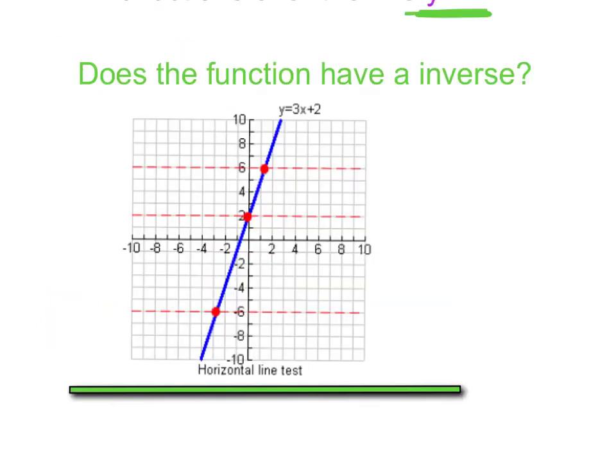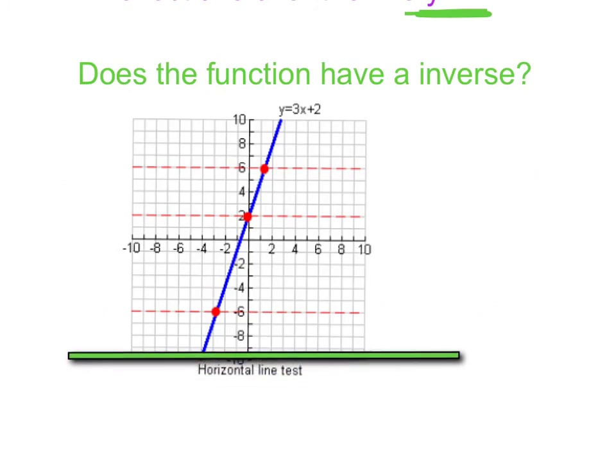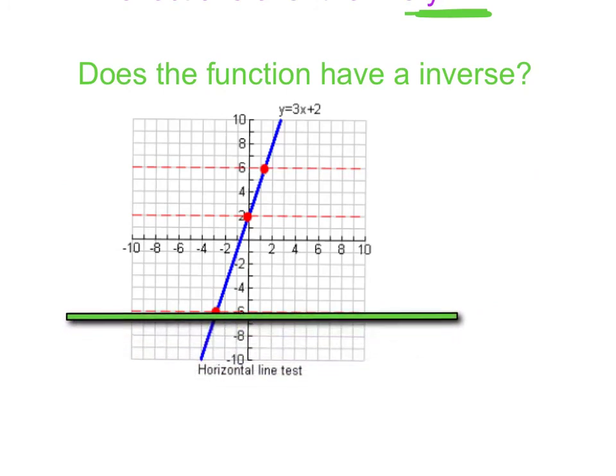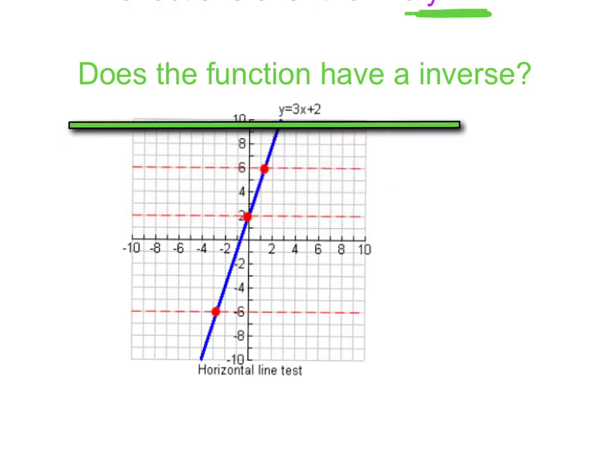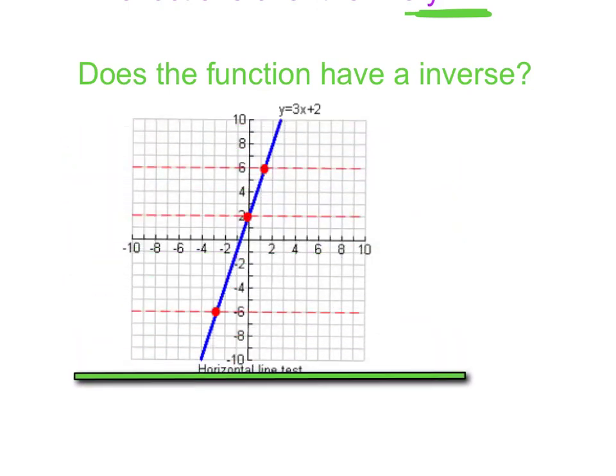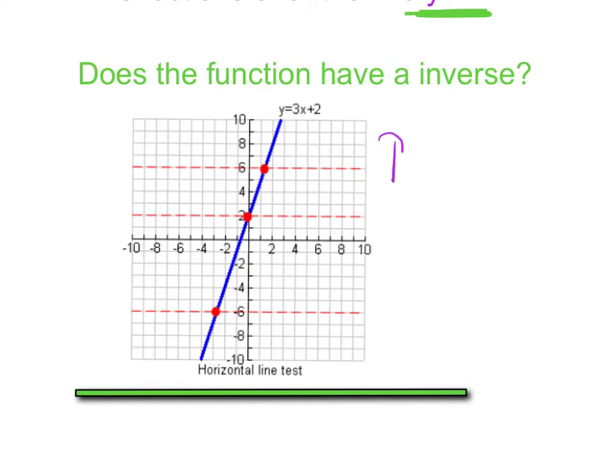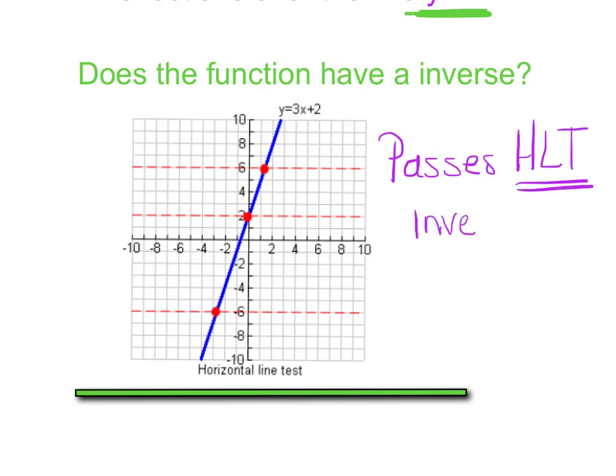All right, so does this function have an inverse? Well, my goal is just to see if it passes the horizontal line test. And watch me move my horizontal line. Is it only ever touching in one spot? I would say yes. This passes the horizontal line test. That means that this guy has a function that's an inverse. Now that we know it has an inverse, let's go ahead and graph its inverse.